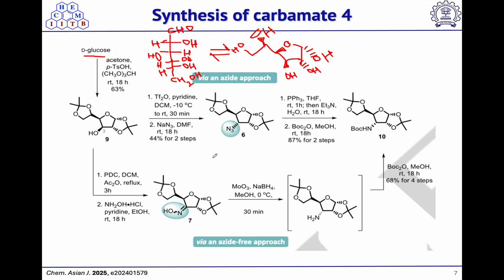So now this compound 9, first we will see how we need to get this compound 10. First we will see from the azide approach. Via this azide approach, how are we getting this compound 10? Now if you see this alcohol, condition number 1: triflic anhydride, pyridine, DCM, minus 10 degrees centigrade to RT, 30 minutes. So what will form? Triflic anhydride is there, pyridine, DCM is the solvent, and the temperature is minus 10 degrees, and it is a 30 minute reaction. What will happen?